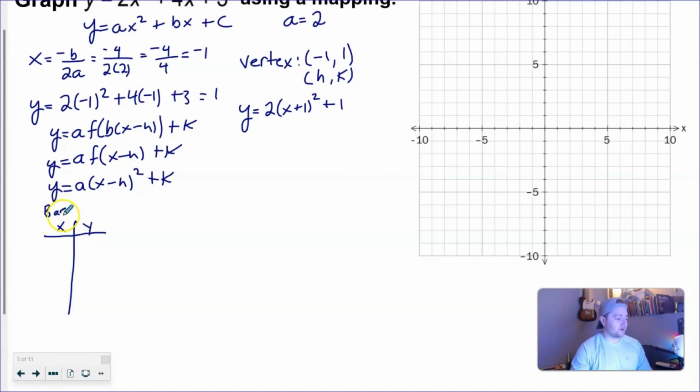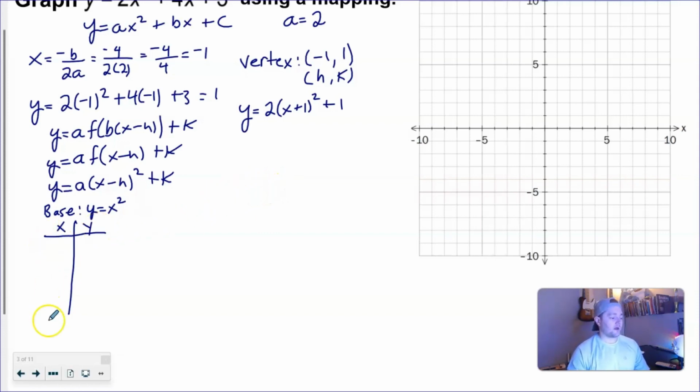Every function has a base function. For a quadratic, it's just y is equal to x squared. What I mean by base function is the most simple version of it. The most simple version of a linear function would just be y is equal to x. Same thing goes for a quadratic, y is equal to x squared. Cubic, y is equal to x cubed, and so on and so forth.